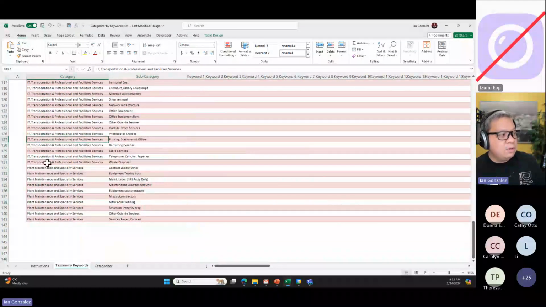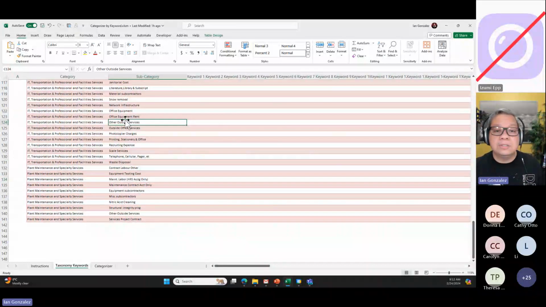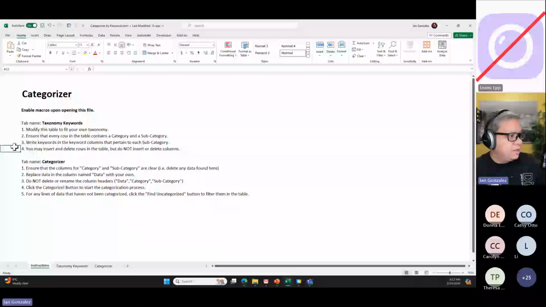And if you need more rows, feel free to right-click and insert rows. That will not destroy this table. Okay. The thing you cannot do is insert columns. Okay, and do I have that in the instructions? Yeah, there we go. You may insert and delete rows, go ahead, but do not insert or delete columns. Very important, or you destroy it. Okay. So I skipped steps.